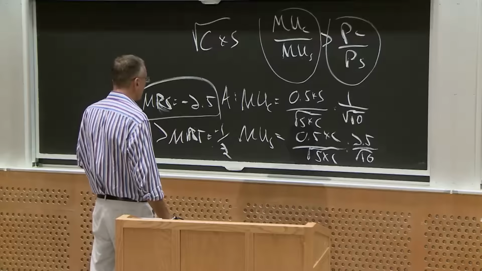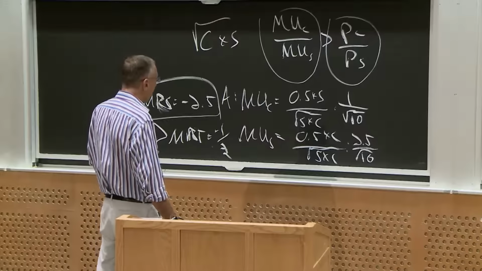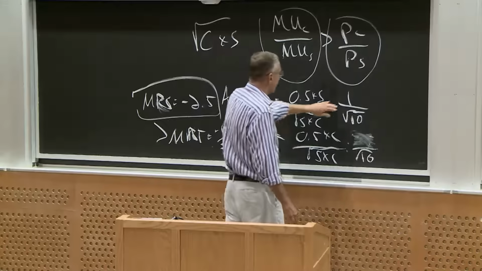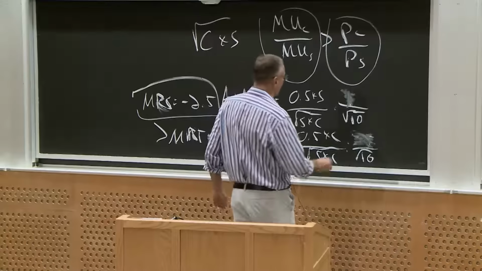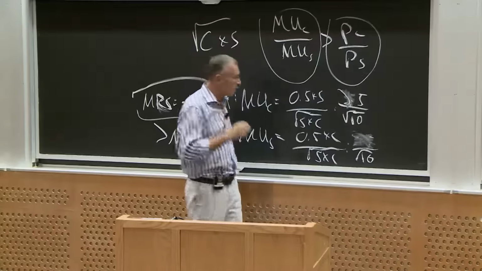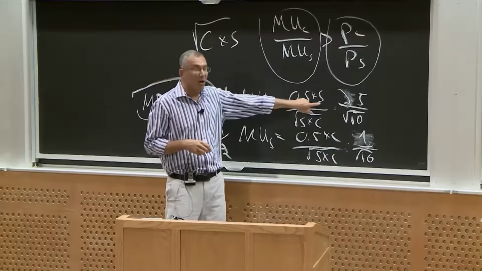What did I do wrong here? Oh, you know what I did wrong? I did this wrong. Remember, how many slices of pizza do we have at point A? We have 5 slices of pizza. So this is 2.5. Good catch. That's 2.5. And that's 1.